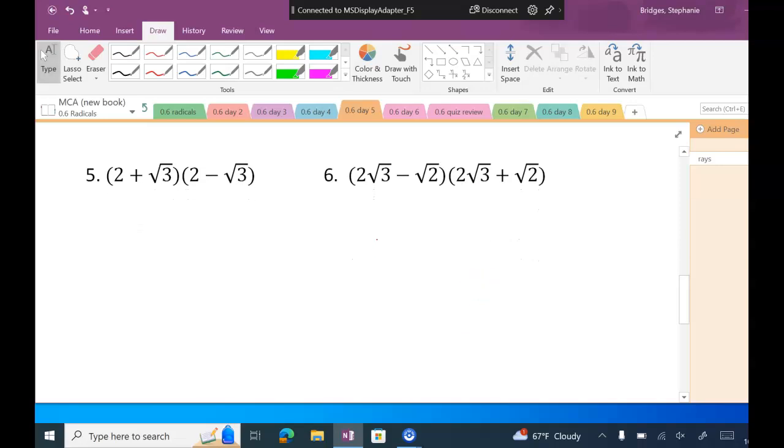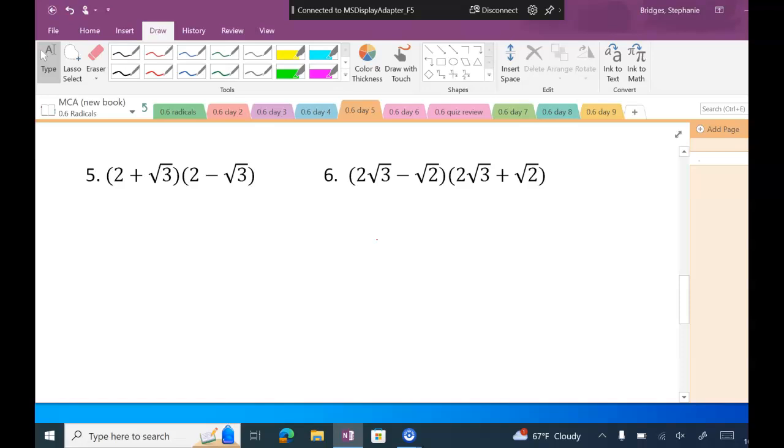All right, I want you to try both of these, but I want to also just talk about something before you multiply. We'll see if you recognize anything. For number 5, I have 2 plus the square root of 3 times 2 minus the square root of 3. What do you notice? They're the same except for one's a plus and one's a minus, right? Is that the truth? Try that one more time. Is that true for number 6 as well? Are they exactly the same except for one's a plus and one's a minus?